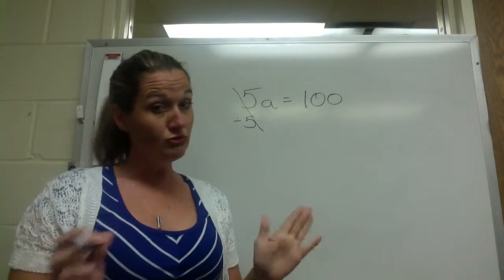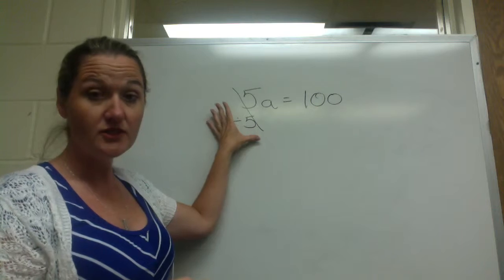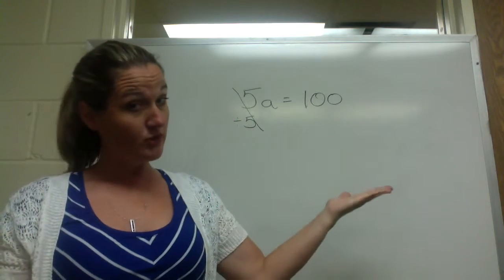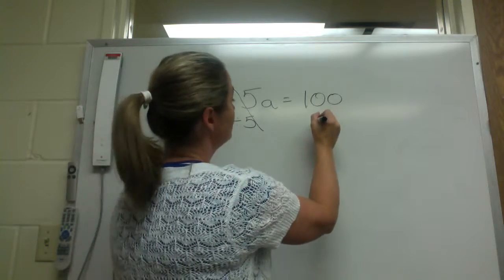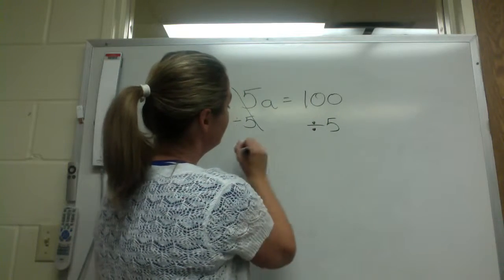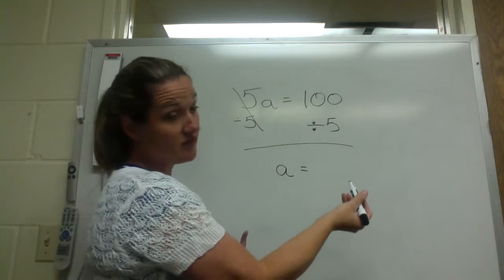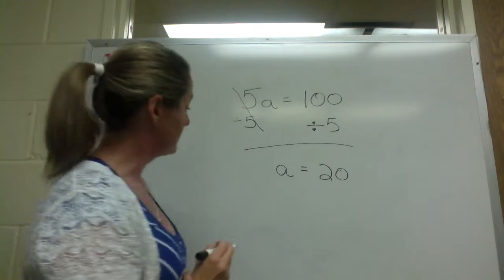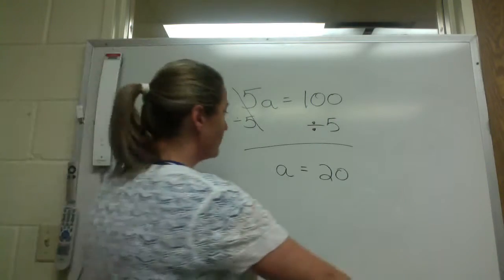Remember the golden rule of algebra. What you do to one side of the equation, you have to do the exact same thing to the other to keep that equation balanced. So if I divided this side by 5, I have to do the exact same thing over here. a is equal to 100 divided by 5, which is 20. Does that make sense? 5 times 20? Yeah, that's 100. All right, let's do another one.